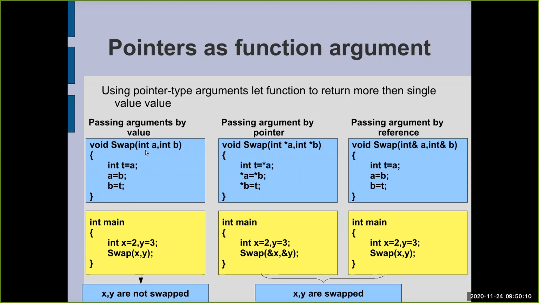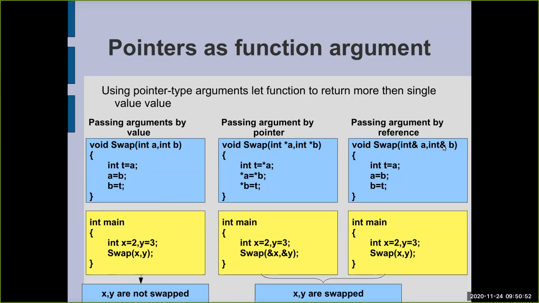I told you that if we pass arguments by value, every argument is copied. So inside the function we have new variables with separate memory allocated. In this case, the original variables and the arguments inside the function are not connected together. So whatever you do inside the function, it doesn't affect the original values.